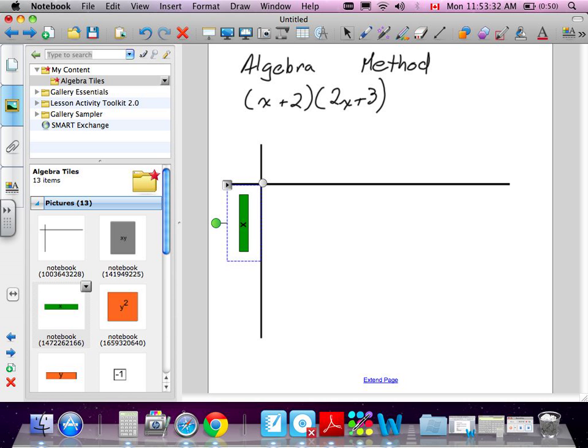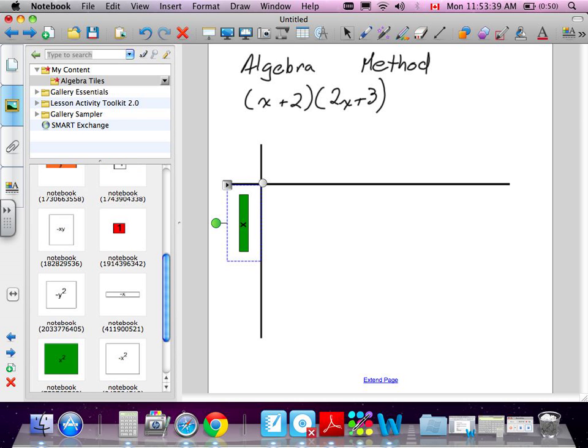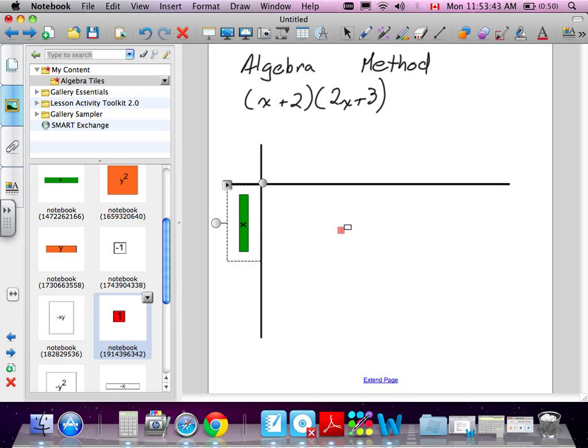I also have 2. I guess this represents 1. I'm going to take 2 1s. Each one represents 1 of 2. So 1 plus 1 is 2. So this is what we're multiplying by, okay?